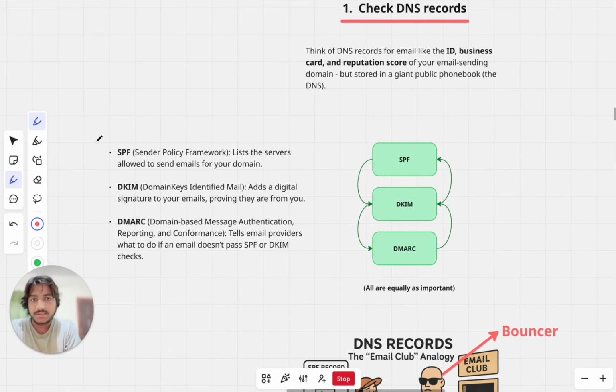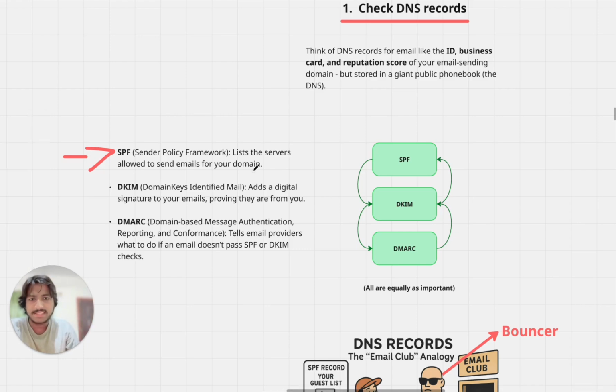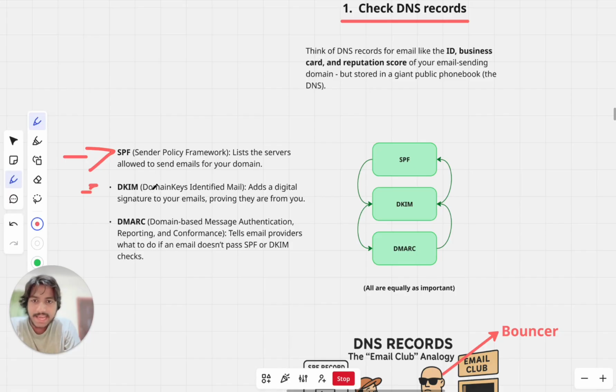So the three DNS records you need to be looking out for is SPF, my beautiful arrow right there. SPF basically means Sender Policy Framework. It lists the servers allowed to send emails for your domain. It's kind of like an allowance list. Okay, if this server is allowed to send emails for your domain. And DKIM, DomainKeys Identified Mail, adds a digital signature to your emails proving they are from you.